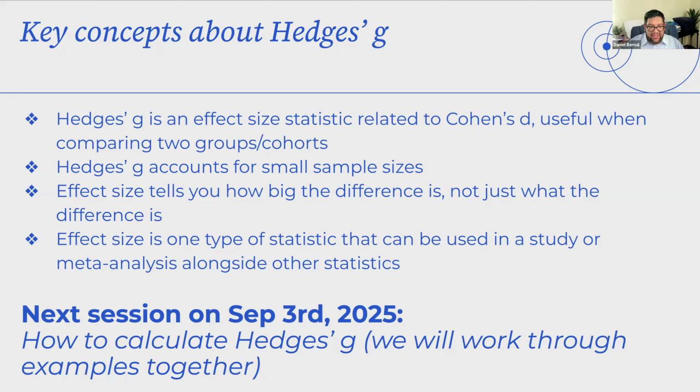And just for some clarity, this is one type of statistic that you might use in a mixed methods or meta-analysis alongside other statistics. Just a little bit of a preview of next week. When we have our session on September 3rd, we are going to walk through an example of how to calculate Hedges G, which also means we'll walk through how to calculate Cohen's D because they're related. And for that specifically, we're going to be using Google Sheets. One, because it's free, and that's a tool that anyone can use. And if you can do it there, it's maybe easier to do it in other places.